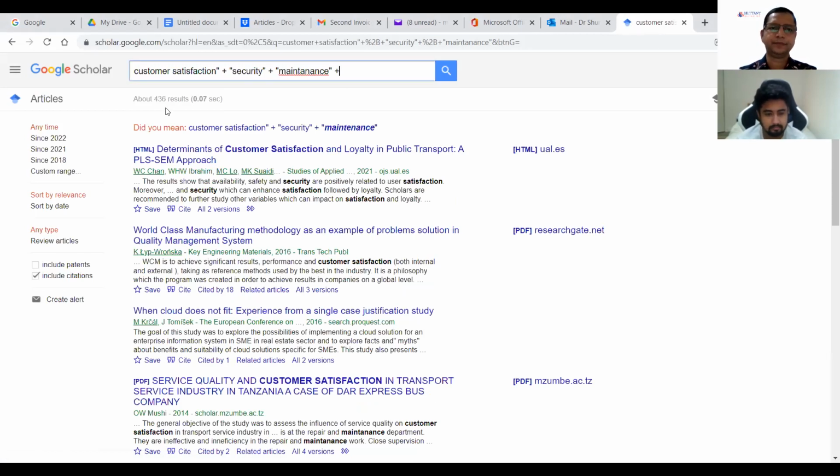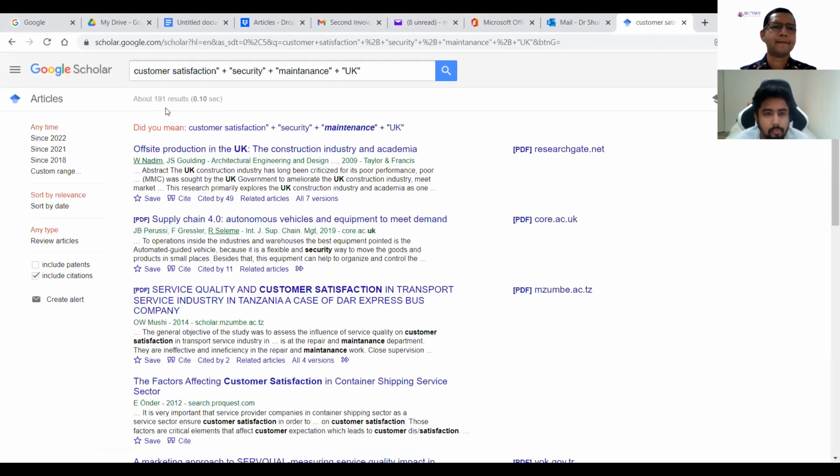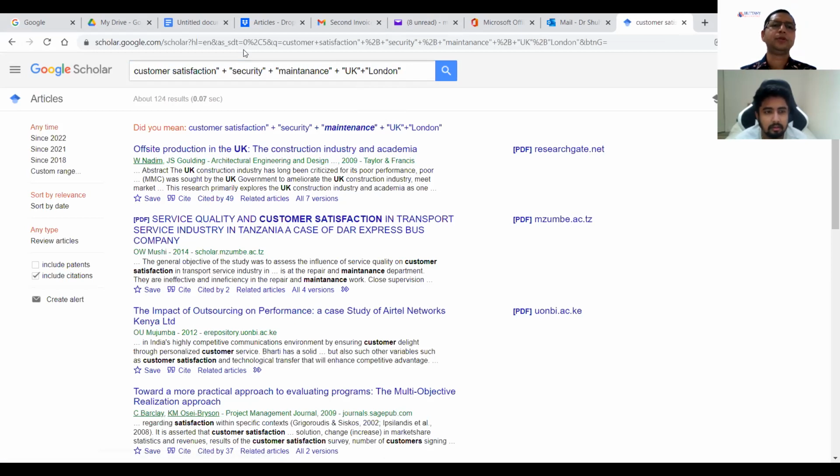Put plus UK. Now it's how many? 199. Okay, it's also a lot. So maybe you want to narrow it further. Let's say you are staying in London. Now 124. So basically, these are more filters, isn't it? Yes. Now it will reduce some more.